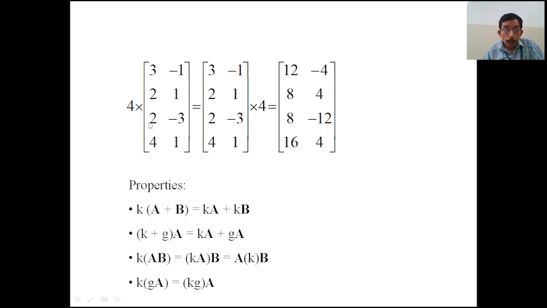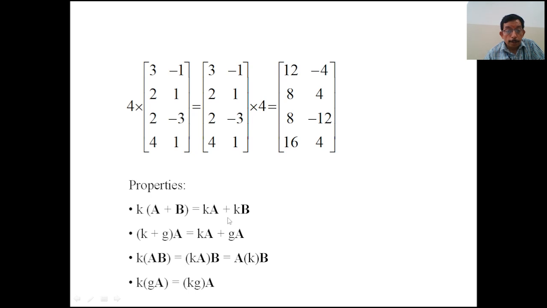Now 4 multiplies the last row. 4 multiplied by the last row, first column, that is 4: 4 times 4 is 16, answer is 16. And 4 multiplied by the last row, last column, which is 1: 4 times 1 is 4, answer is 4. This is the scalar multiplication. Is it clear, everyone?